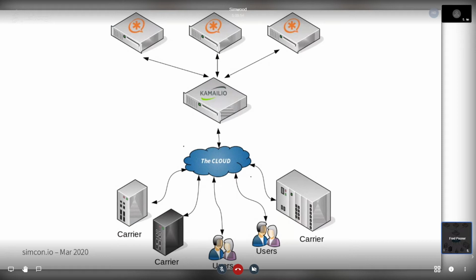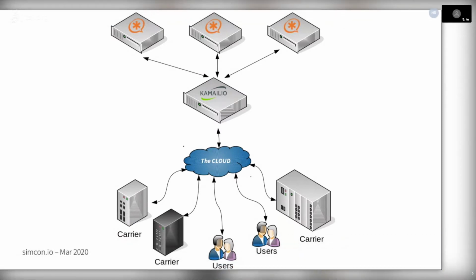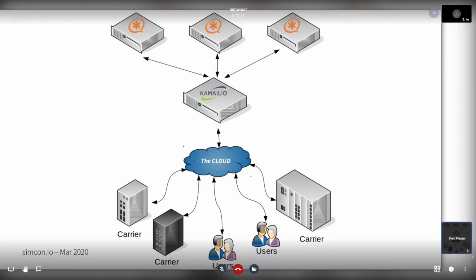So, for example, you have your carriers, and let's say Simwood's one of these, and you might have your users and things like that. You have the huge cloud internet, and then Kamailio would be right behind there, and would act as the gateway or the SIP edge router between your SBCs. So visually, this is where it would fit in the picture.